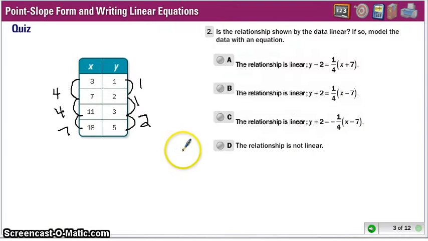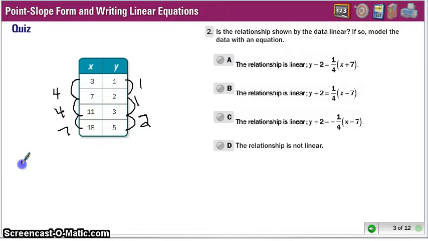Alright, for a problem like this, you need to calculate the difference in all of your steps here. So from 1 to 2, that's a difference of 1. From 2 to 3, a difference of 1. From 3 to 5, a difference of 2. Over here, from 3 to 7, difference of 4. 7 to 11, a difference of 4. And 11 to 18, a difference of 7.